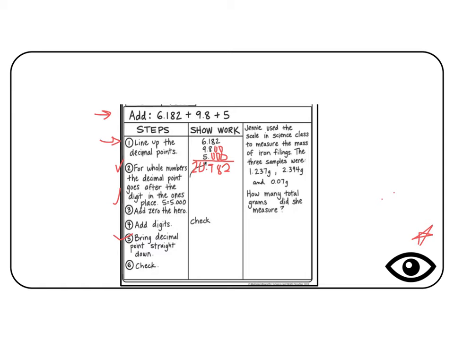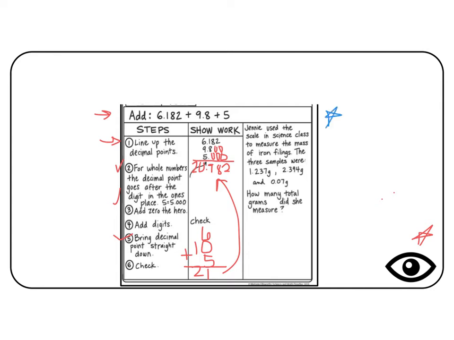Let's check our work by estimating. If we add 6, 6.1 rounds to 6, 9.8 would round to 10, and 5 would stay the same. If we add 10 plus 6 plus 5, we would get 16 plus 5 is 21. And if we look at our number, we got 20.9. That's pretty close.